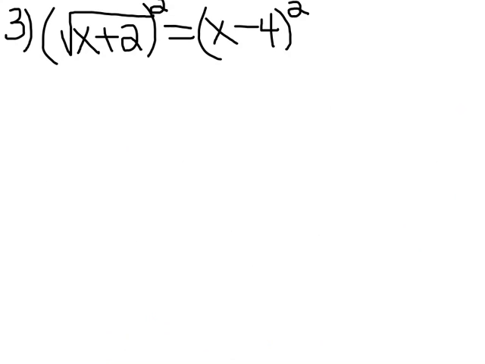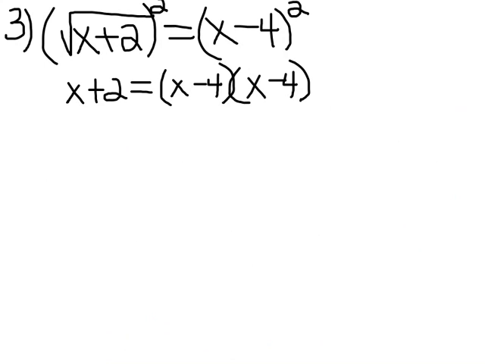When we square the radical x plus 2, we'll get x plus 2. Now, x minus 4 squared will become x minus 4 times x minus 4. And we would find the product of these two binomials by using the distributive property.